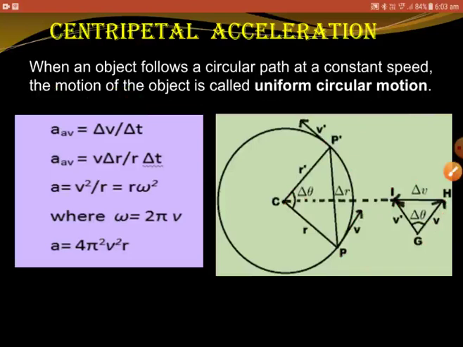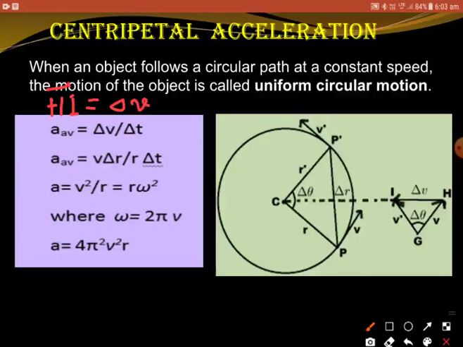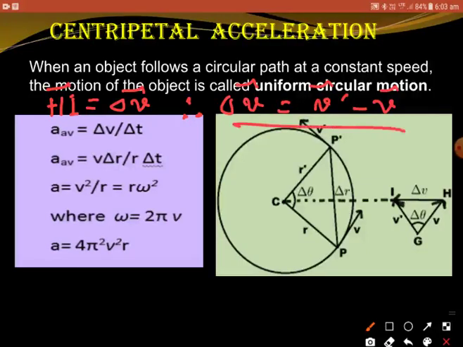So your HI, as I said, will be equal to delta v, and this is the change in velocity in time delta t. Therefore we can also write that delta v vector is nothing but v prime vector minus v vector. This is the change in velocity. Now from where is this coming?